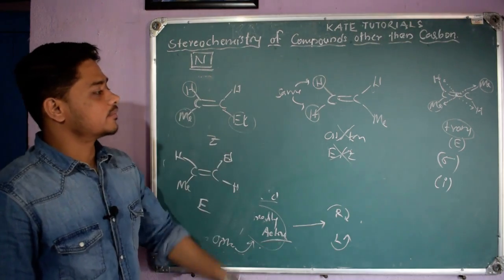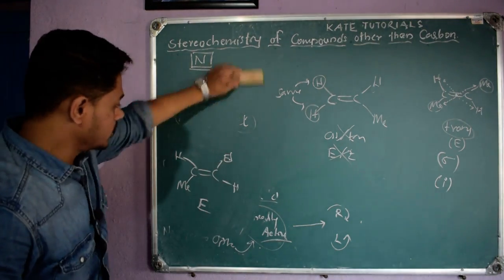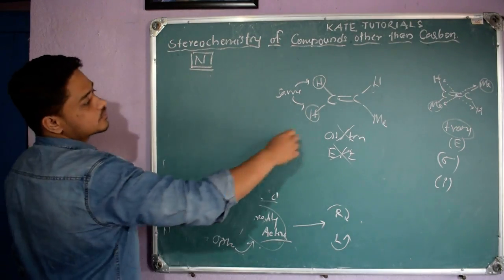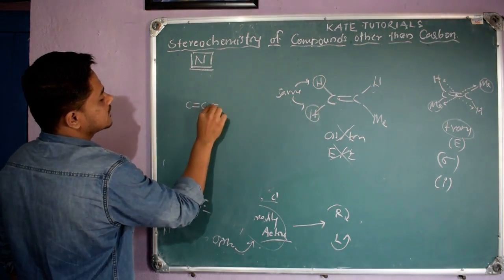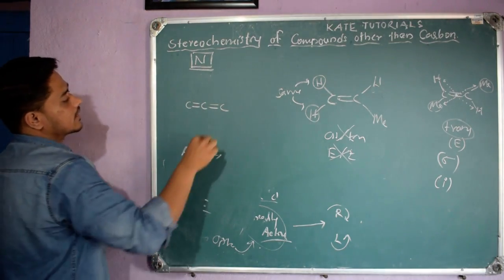So these are the few basics which I wanted to tell, right? And you got it till this, you got it, right? Cis, trans, everything, right? So you got it. If I increase the double bond like this, we call it allenes. What are allenes? See here.